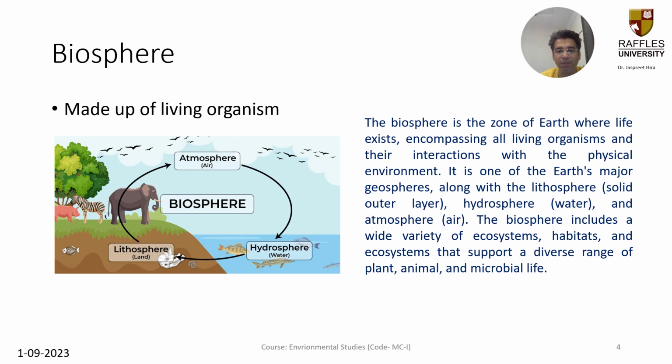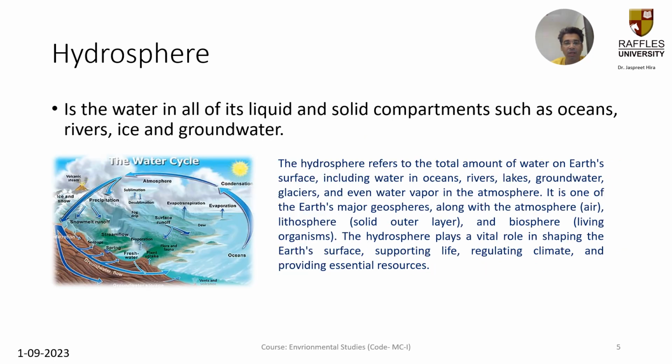So it is one of the major earth's geospheres, along with lithosphere, the solid outer layer, hydrosphere, the water, and the atmosphere, air. So the biosphere includes a variety of ecosystems, habitats that basically support a diverse range of plants, animals, and microbial life. Then we have the hydrosphere.